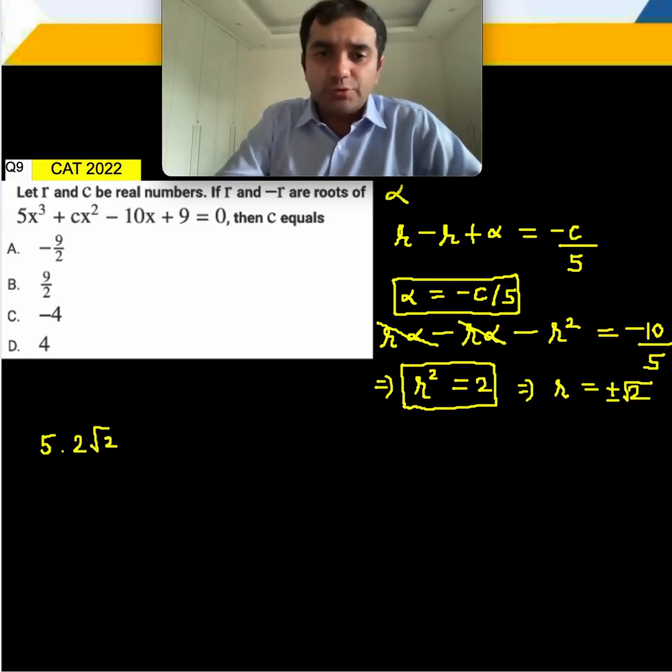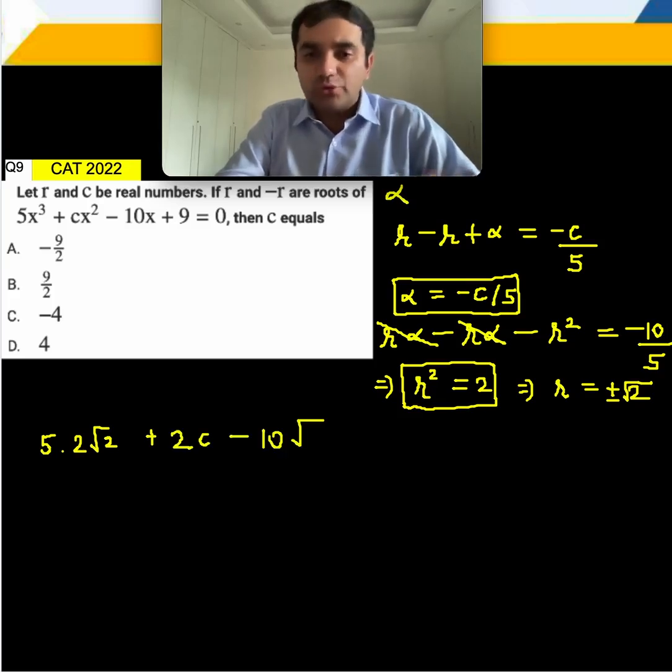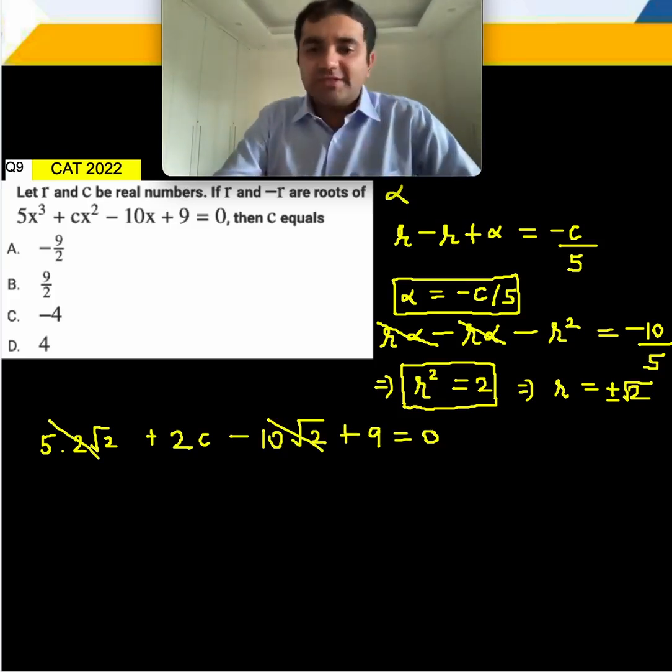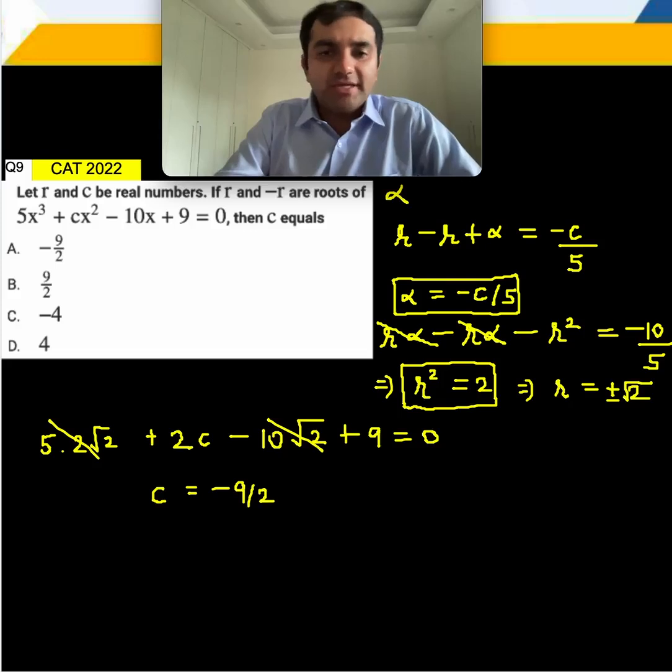5 into 2 root 2 plus c into 2, x square 2 हो जाएगा, r square 2 हो जाएगा, minus 10 into root 2 plus 9. Excellent. So आपका 10 root 2 cancel हो गया and c is equal to minus 9 upon 2. The answer is A part for question number 9.